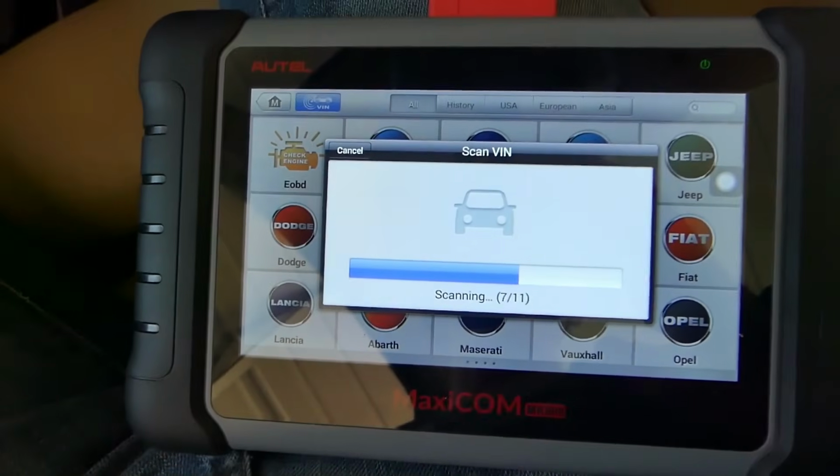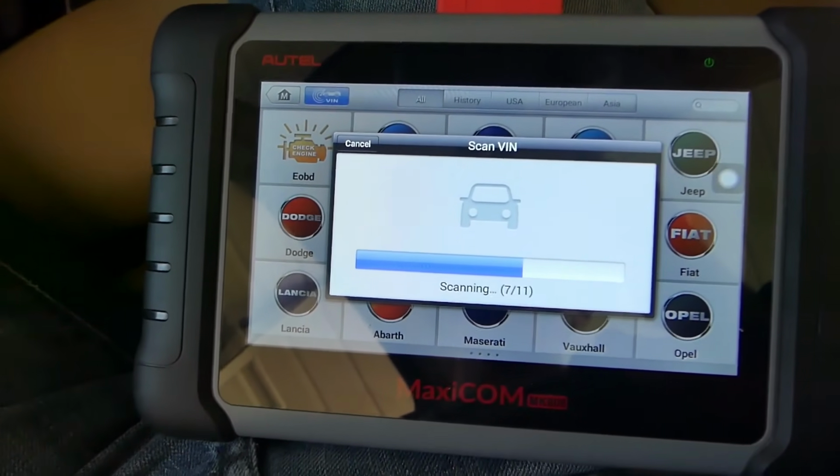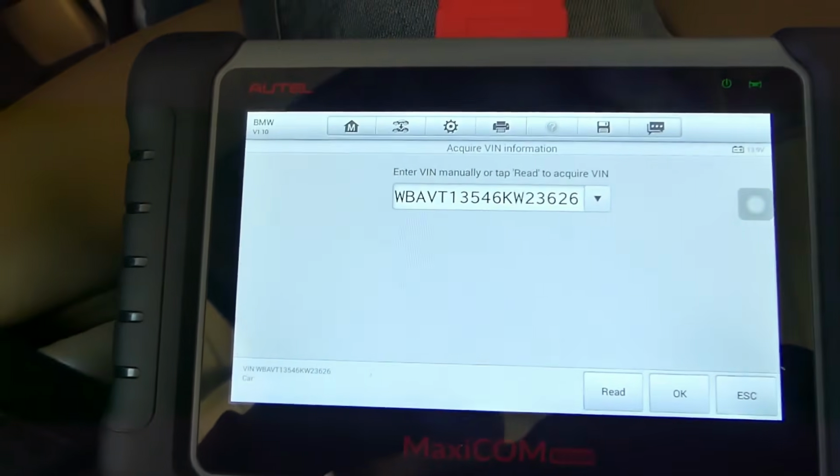Signs of a bad O2 sensor. One common sign of a bad O2 sensor is poor fuel economy. If the upstream O2 sensor gives wrong feedback, the computer may adjust fuel delivery incorrectly.